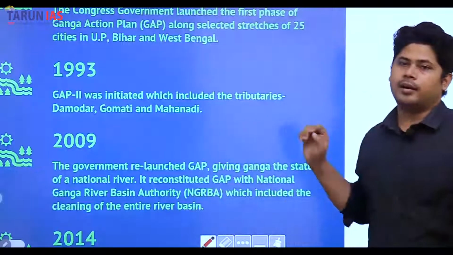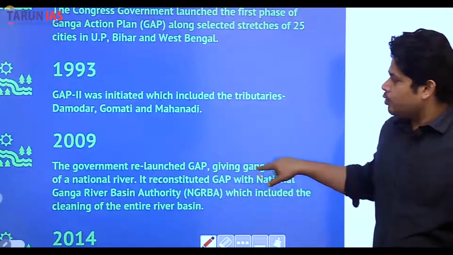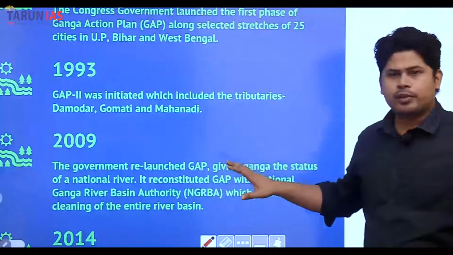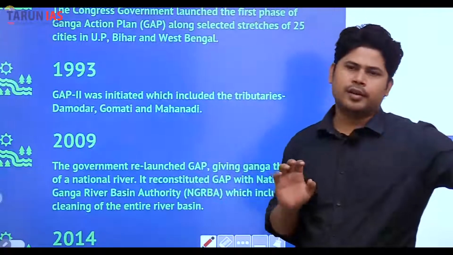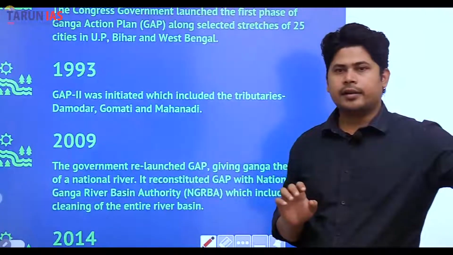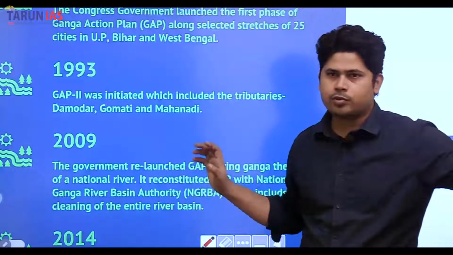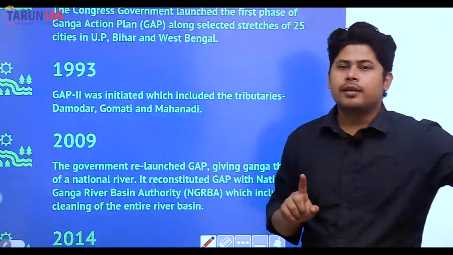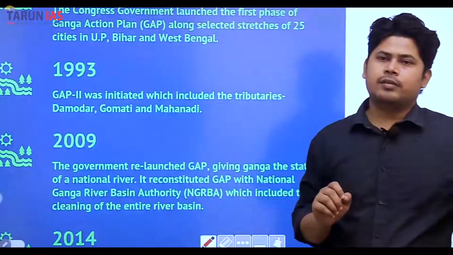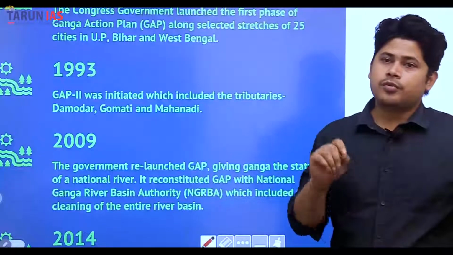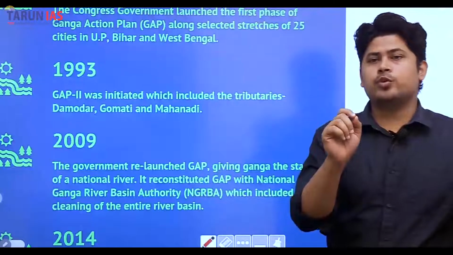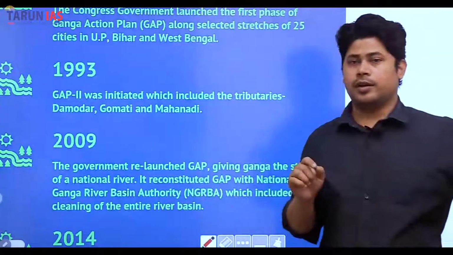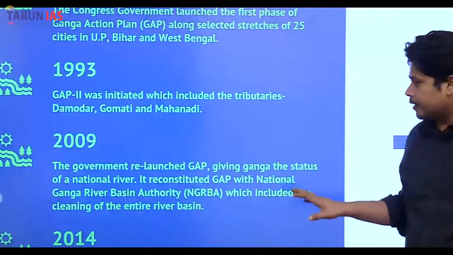Damodar, Gomti and Mahanadi, right? Then in 2009, from 1993 to 2009, Ganga Action Plan 2 also did not create any viable outcomes, and hence it was also a failure. It was a failure because of two important things. The first one was that the whole plan of cleaning Ganga river was not a holistic one. It was focused on the sources of pollution, not on holistic cleaning of Ganga river.